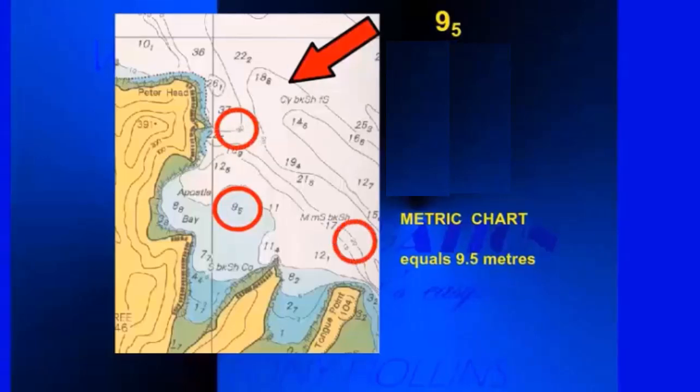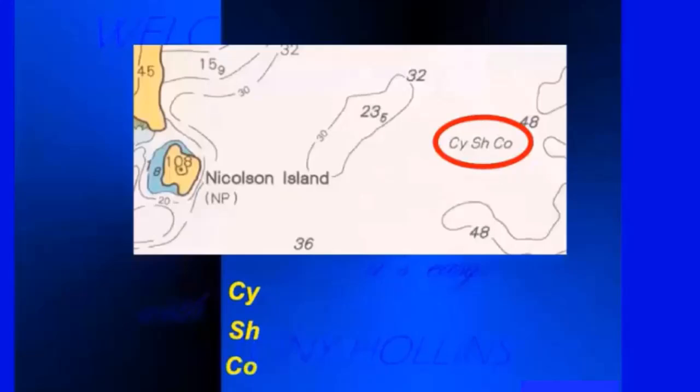This one, 20 meters. Interspersed amongst all those figures, you'll see the occasional series of letters such as CY, SH, CO. These indicate what the seabed consists of. In this case, clay, shells, coral.